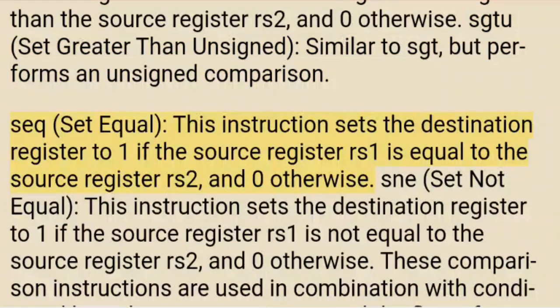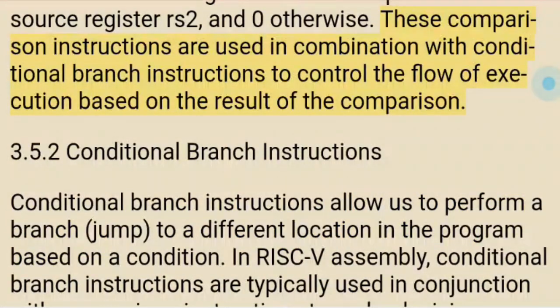SEQ: set equal. This instruction sets the destination register to 1 if the source register RS1 is equal to the source register RS2, and 0 otherwise. SNE: set not equal. This instruction sets the destination register to 1 if the source register RS1 is not equal to the source register RS2, and 0 otherwise. These comparison instructions are used in combination with conditional branch instructions to control the flow of execution based on the result of the comparison. 3.5.2 Conditional branch instructions.